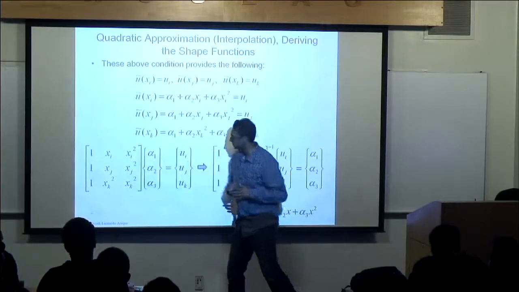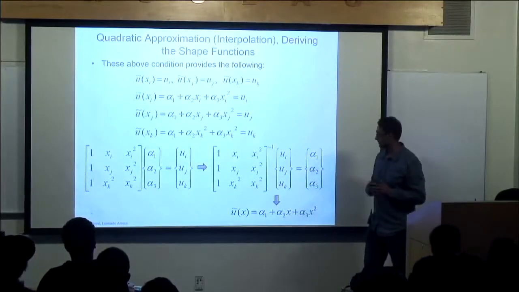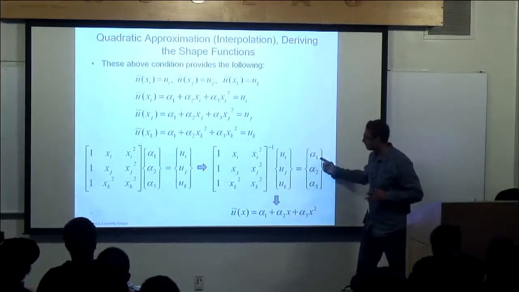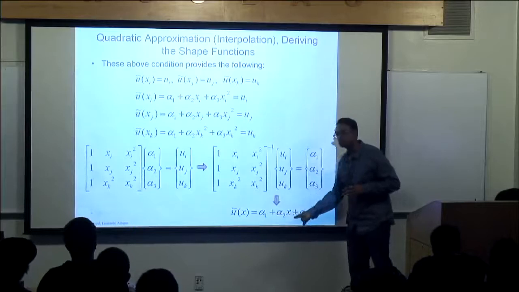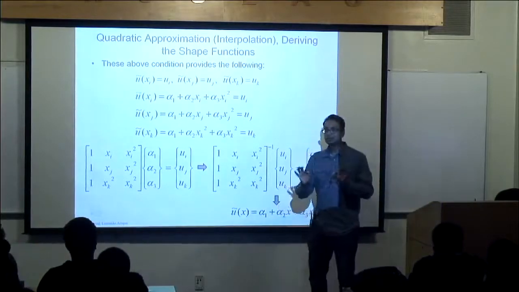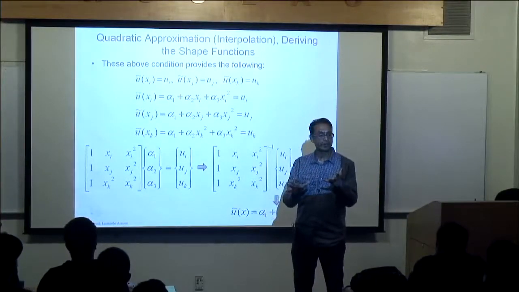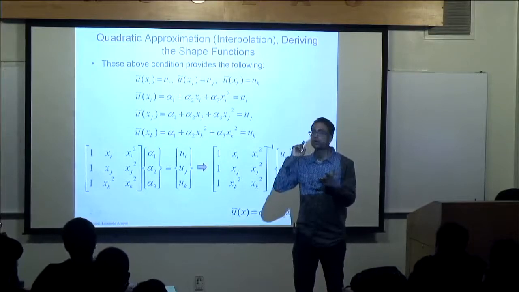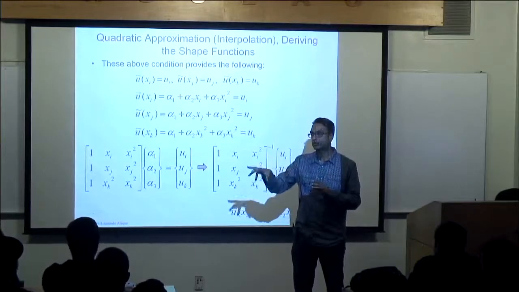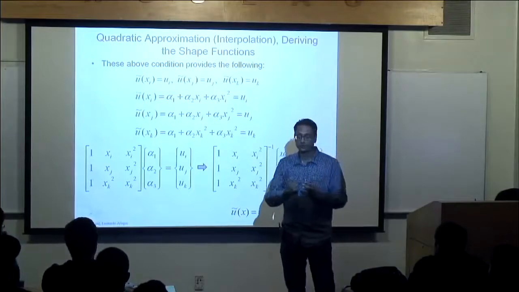I invert this to get basically alpha 1, alpha 2, and alpha 3. And then once I get alpha 1, alpha 2, and alpha 3, I'll plug this in here, back in here, okay? So that now I have u tilde of x. u tilde of x now becomes an expression of what? ui, uj, uk, right? Because I substituted alpha 1, alpha 2, alpha 3, so it goes all the way down to ui, uj, uk. That was my goal, okay?